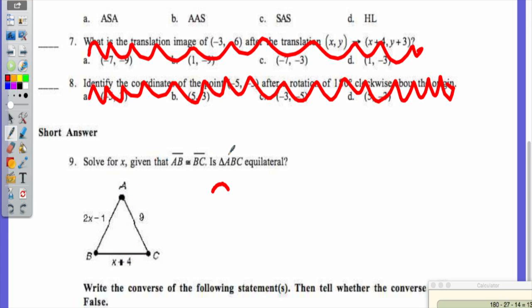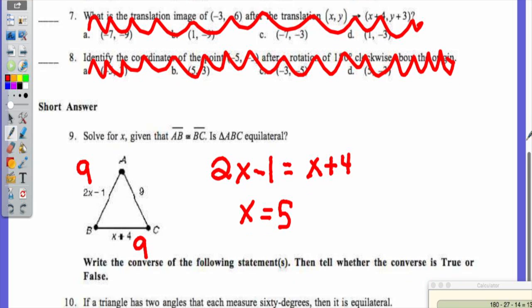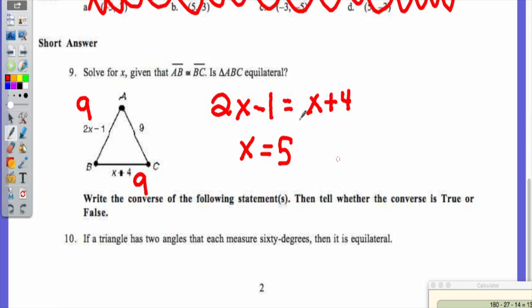Okay? So I've done this a few different ways in a few different classes, but let's say 2x minus 1 equals x plus 4. So we're going to solve for x. If I subtract x on both sides, and I add 1 on both sides, I get x is equal to 5. So plugging this in, 5 plus 4 is 9, 2 times 5 is 10, minus 1 is 9. Is this equilateral? There you go.